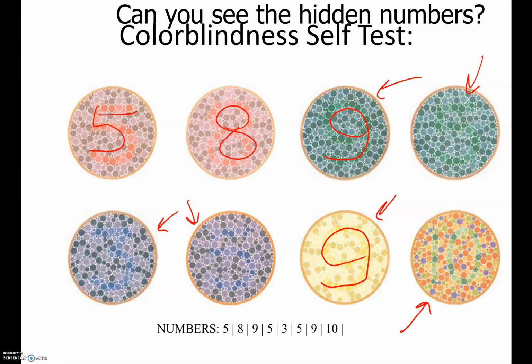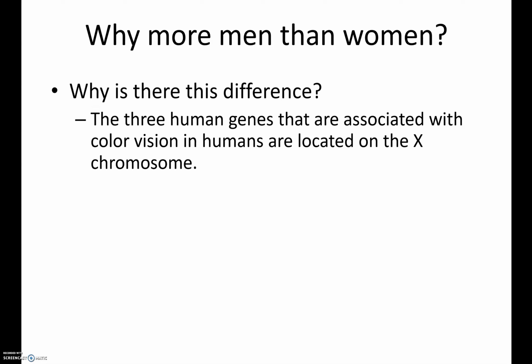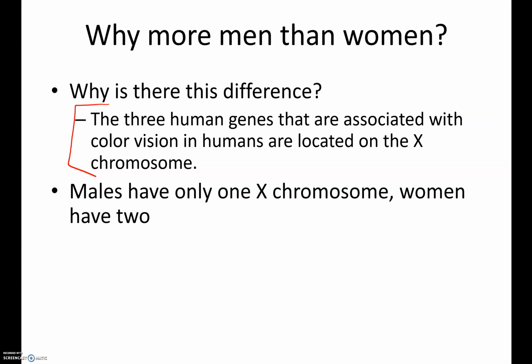But let's learn a little bit more about this, about the genetics, about the alleles behind this. Okay, so here's an obvious question. Why is it 10% of all men and 1% of all women? Well, there's a reason for it. So guys, you got to write down this one, okay? The 3 human genes that are associated with color vision in humans are located on the X chromosome. Okay, so that's just a fact. That's not really answering this question for us yet, though.